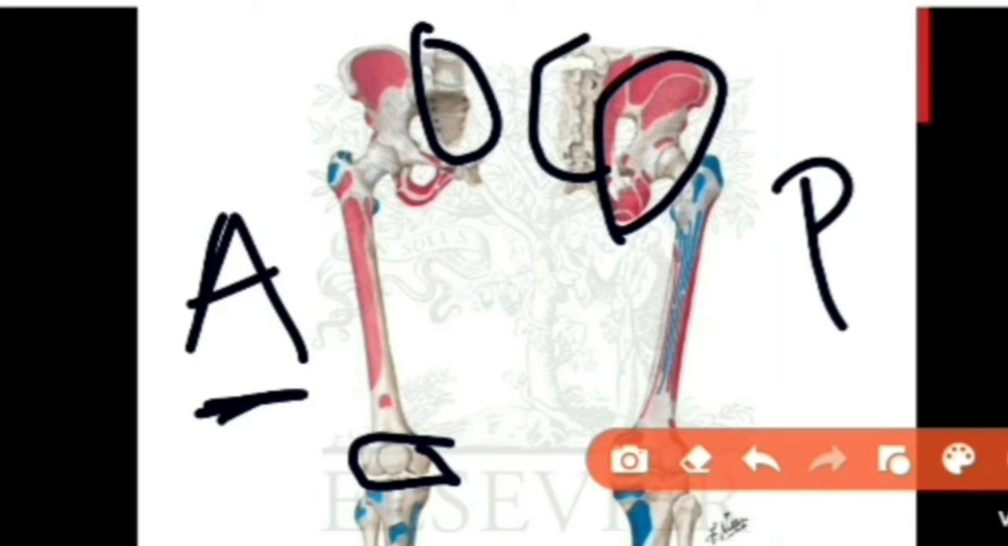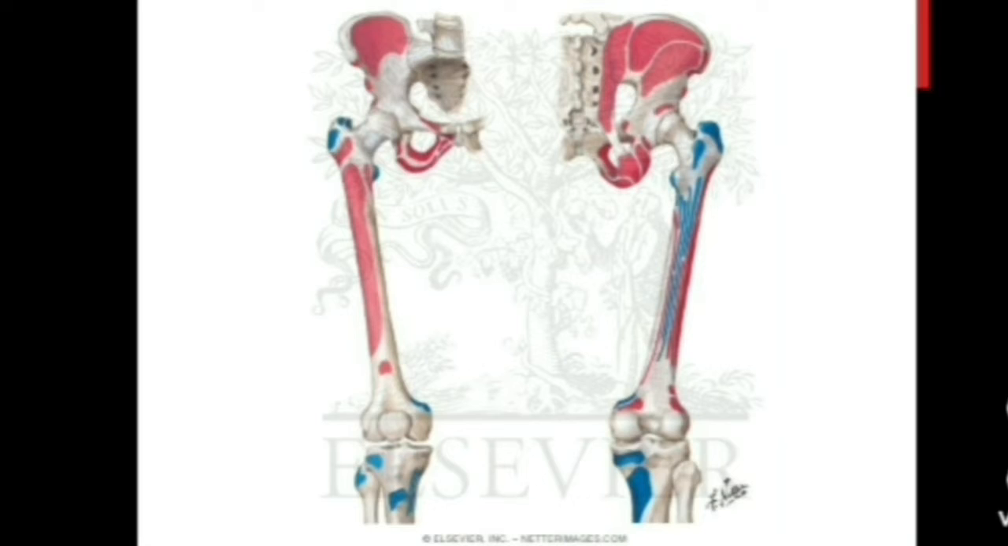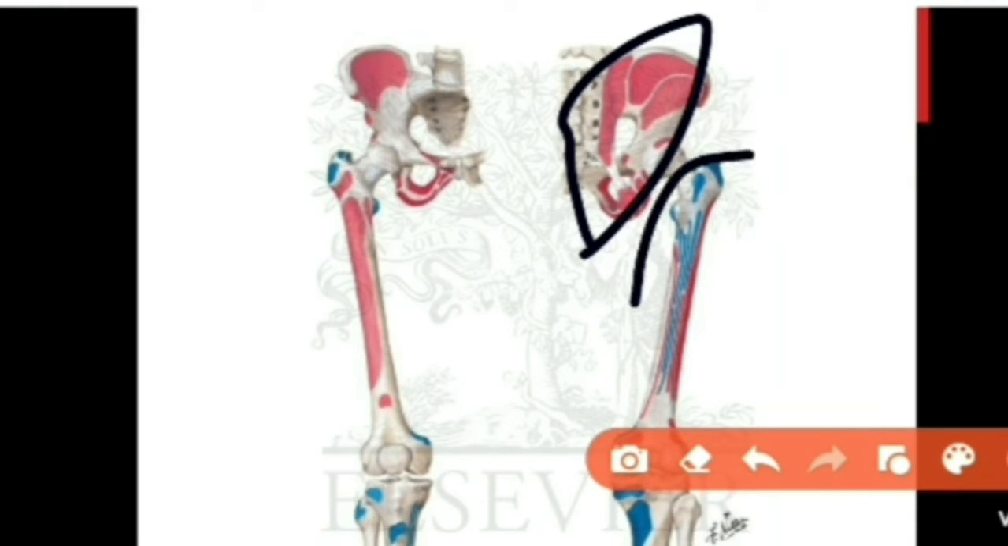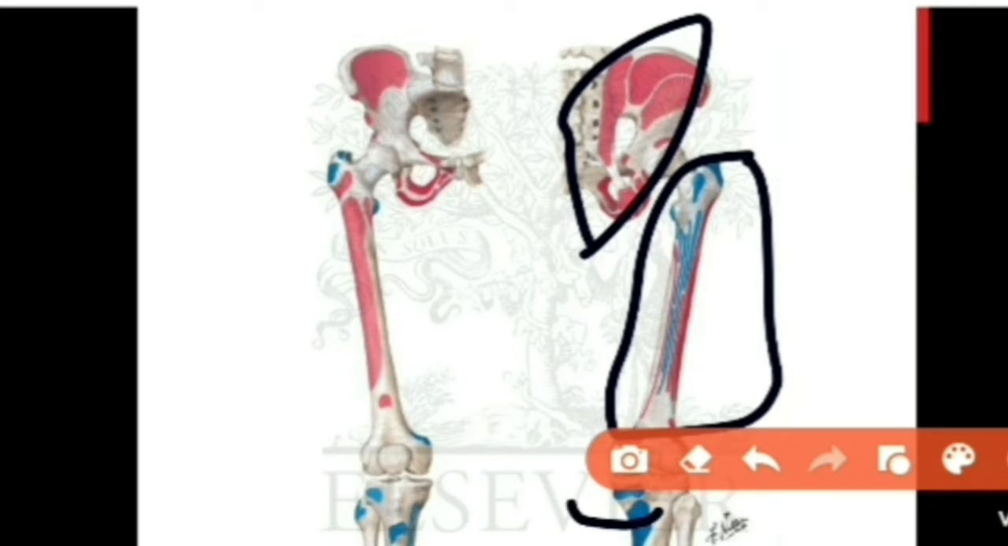We are more concerned with the posterior view of things. So this is the hip bone. This we know is the femur. This thick bone is going to be the tibia and the thin bone is going to be the fibula, okay?